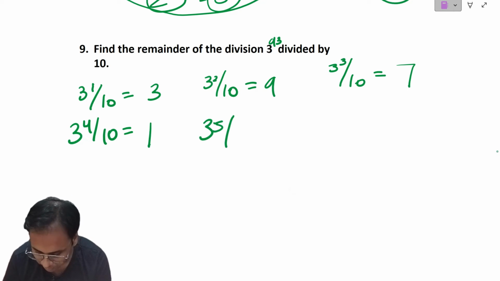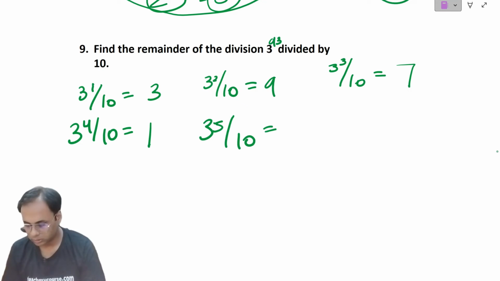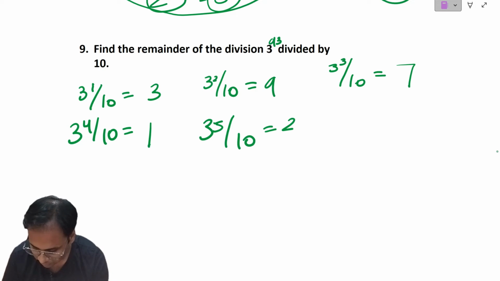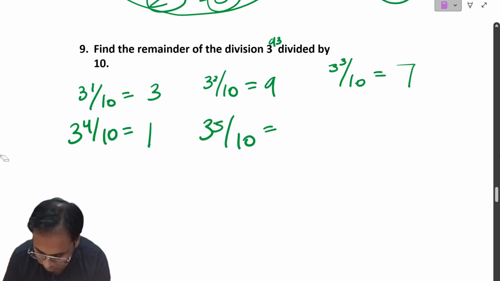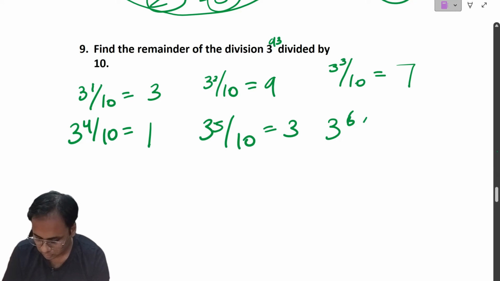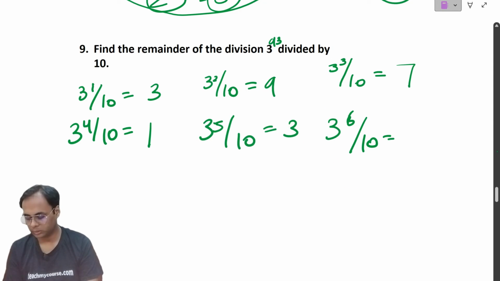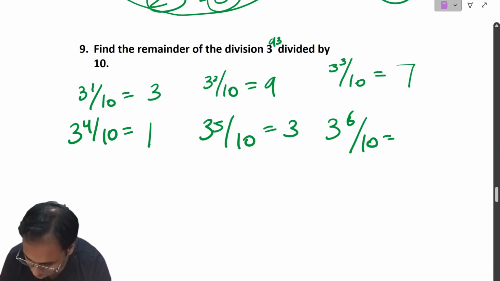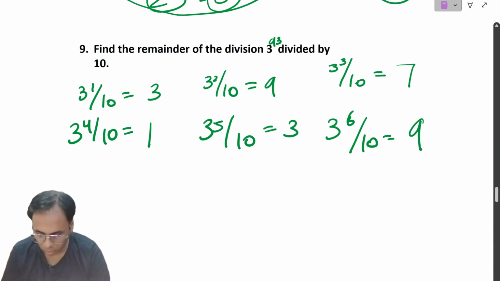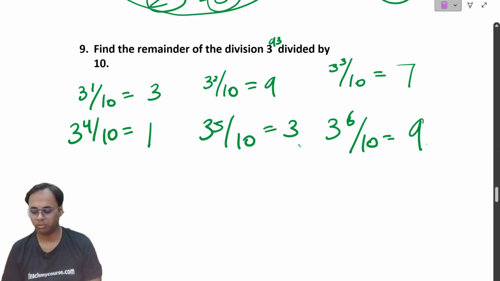Then 3 raised to the power 5 divided by 10, which is 243 divided by 10. So the remainder is 3. Then we have 3 raised to the power 6, which is 243 into 3. It is 729, if I'm not wrong. So the last digit is 9. So you can see the digits are now getting repeated, like 3 9 7 1 and then 3 9, and if you see it further, it is 7 1. So every 4 times the digits are being repeated.